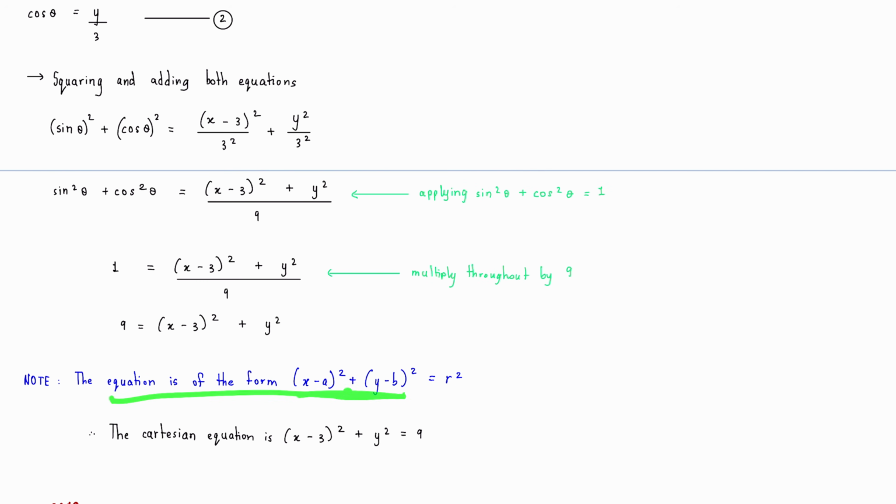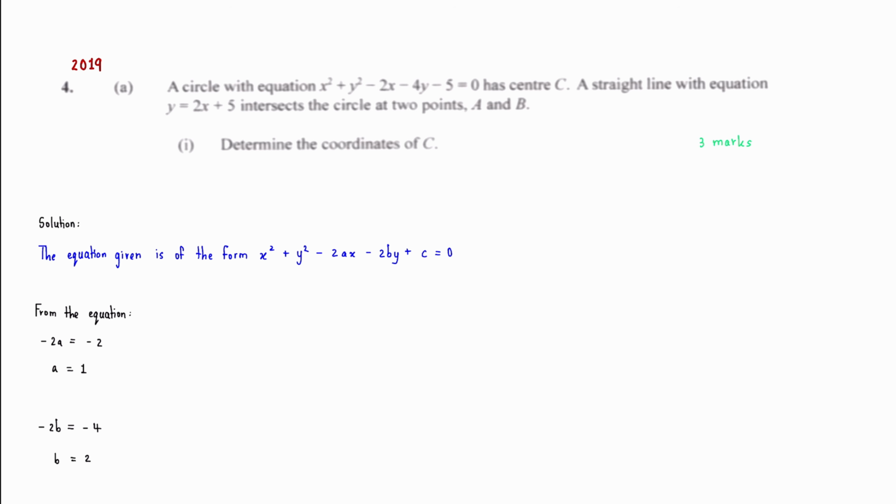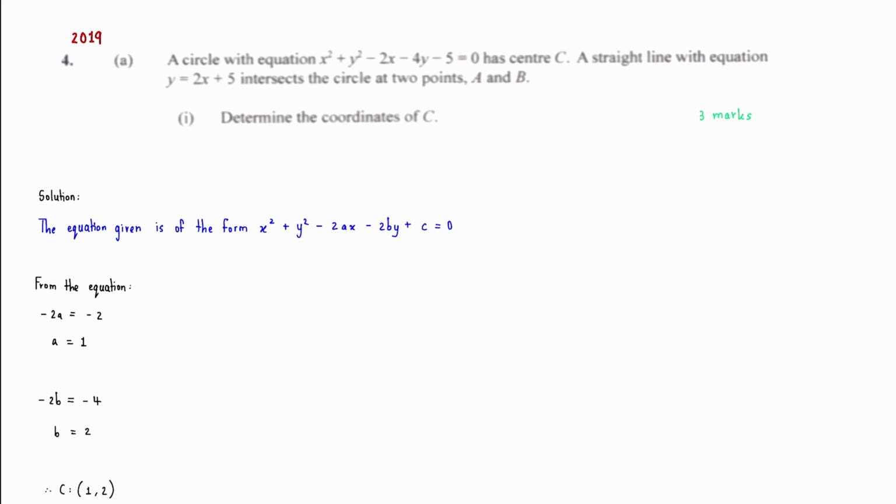And this equation is of this form. Remember, one of the forms that we learned in the beginning. And therefore, the Cartesian equation would be this. And it was that simple. So now moving on to 2019.